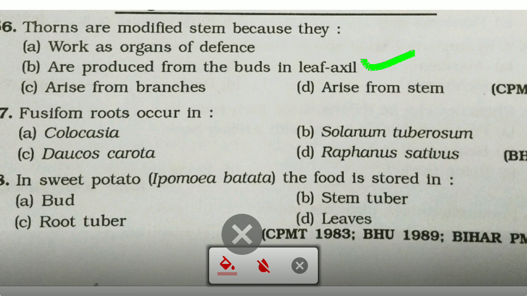Now coming to the next question, fusiform roots occur in Raphanus sativus. Very easy actually. R for radish, R for root and R for Raphanus sativus. Okay, it's an easy one and it may come in examination, so it's an easy concept. Now coming to the next question, in sweet potato the food is stored in. You all know sweet potato is a root, so it is a root tuber.